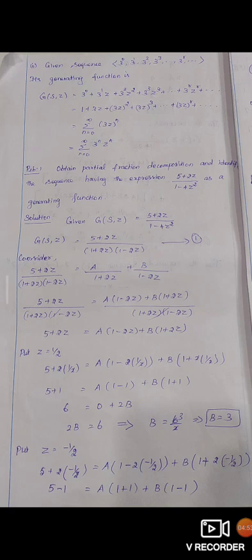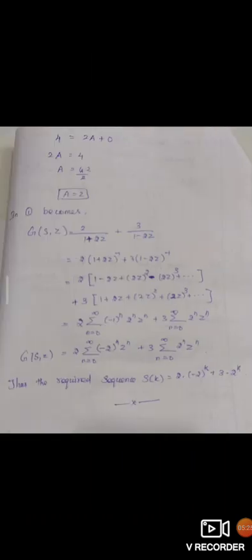The next, you put z equal to -1/2 in that equation. So 5 + 2 into (-1/2) equal to a into (1 - 2 into (-1/2)) plus b into (1 + 2 into (-1/2)). The next step, we get 5 - 1 equal to a into (1 + 1), because minus 2 inside the bracket also has a minus, so minus into minus is plus, plus b into (1 - 1). The next step we get 4 equal to 2a + 0. So 2a equal to 4 means a equal to 4 by 2. So a equal to 2.